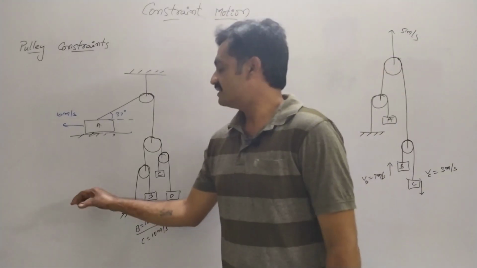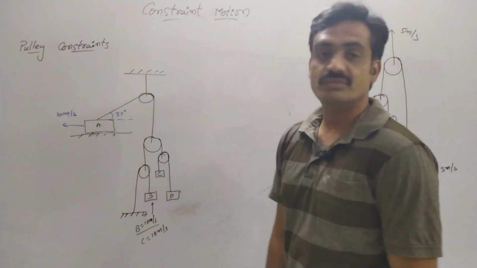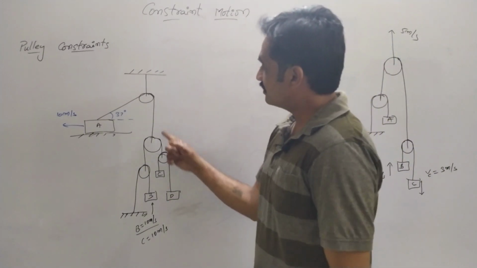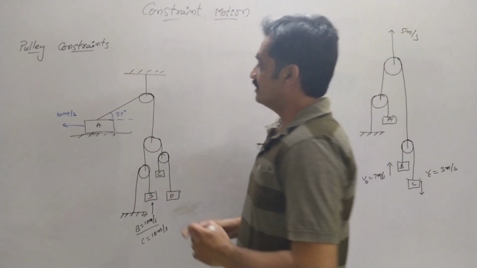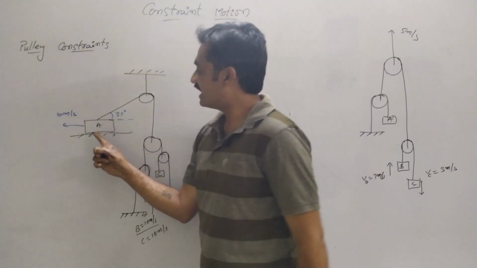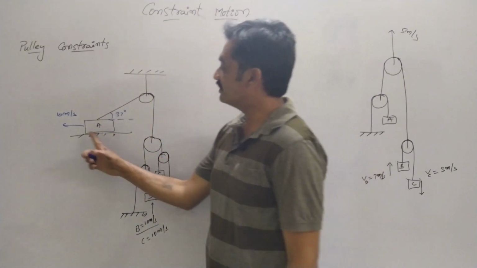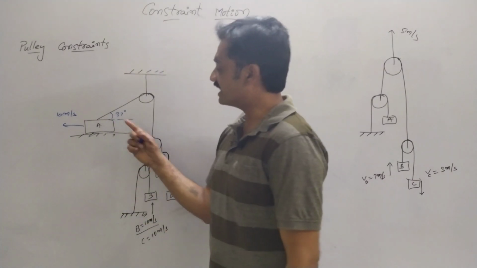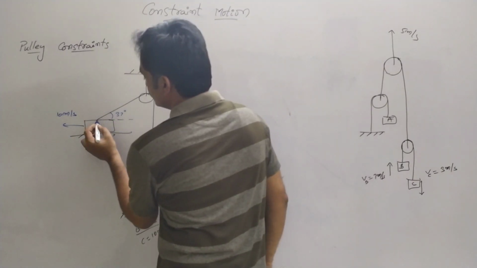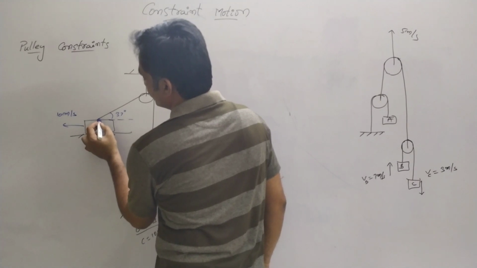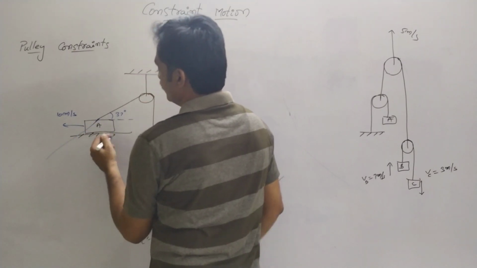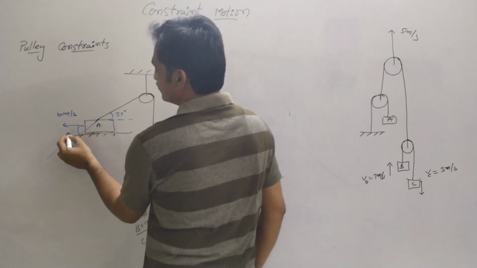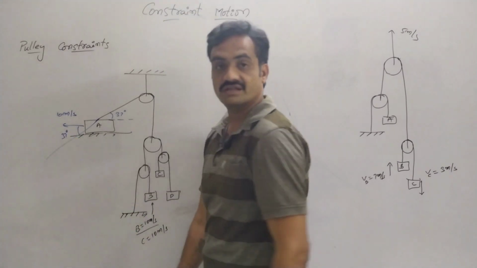Now we are going to see some more problems regarding these pulley constraints. Observe that here a pulley constraint is there, and this pulley is being connected to a block A which is moving in the forward direction with a velocity of 10 meter per second, and it makes an angle of 37 degrees. Since it makes an angle of 37 degrees, we can extend this line. So here as we have 37 degrees, here also we have 37 degrees.